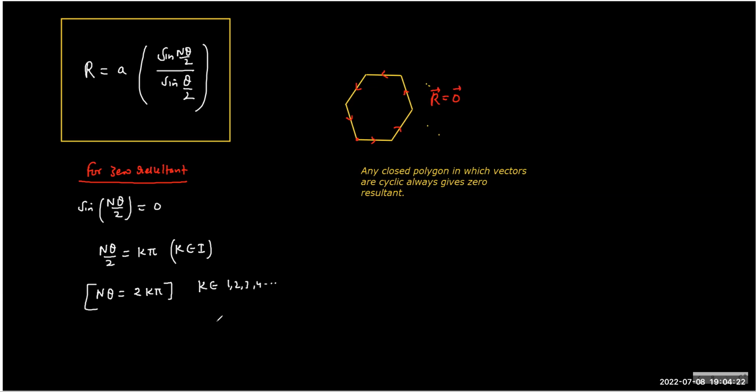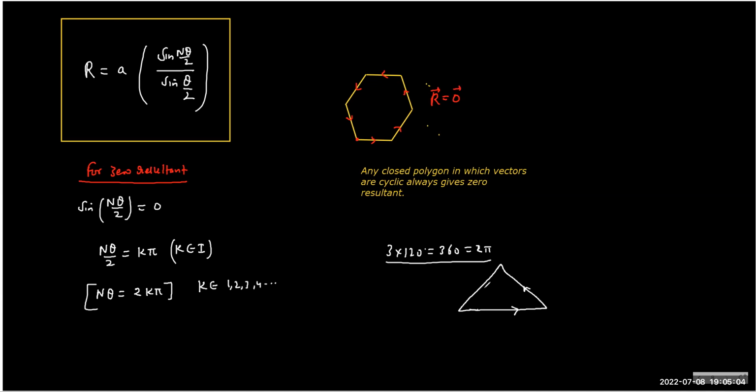Yes, sir. So let's say I give you 3 vectors of the same length, and the angle between any two consecutive vectors is 120 degrees. What do we expect? 3 vectors times 120 is 360, which is exactly 2 pi. If this condition is satisfied, there is no question of resultant. This will have 0 resultant because it forms a closed triangle.